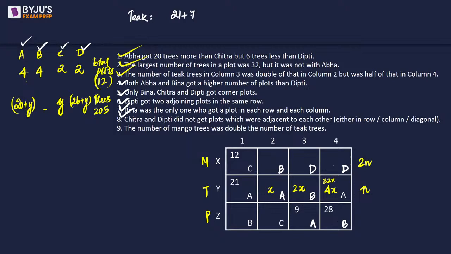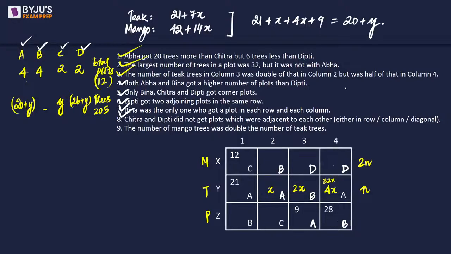Okay. So if you look at the total number of teak trees, you'll find this to be 21 plus x plus 2x plus 4x, which is 7x. So the total number of mango trees is supposed to be twice of that, which is going to be 42 plus 14x. Okay, fine. Now, the number of trees Abha has as of now is 21, then x, then 4x, and then 9. And this is given as 20 plus y. So this will give us 10 plus 5x is equal to y.